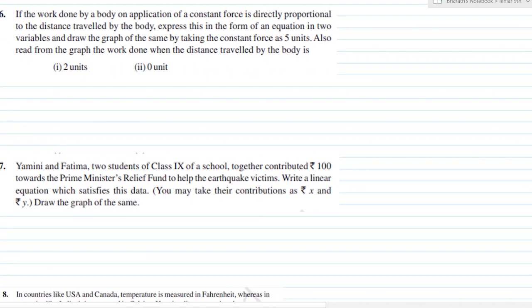And sixth question: the work done by a body on application of a constant force is directly proportional to the distance traveled by the body. Express this in the form of an equation in two variables. Draw the graph, taking the constant force, and also read the graph for work done and the total distance traveled by the body.